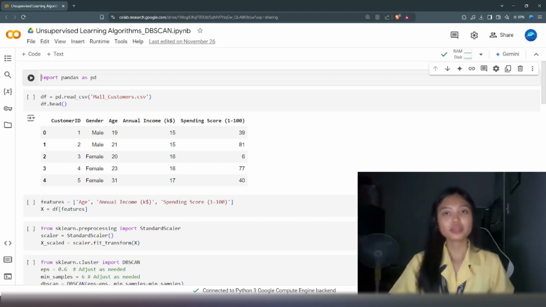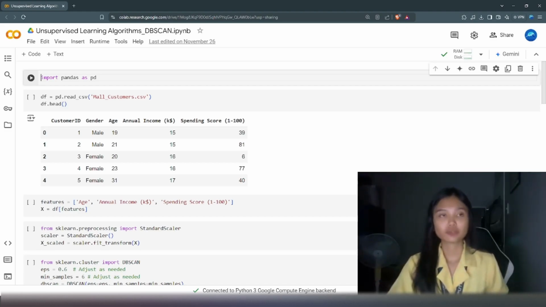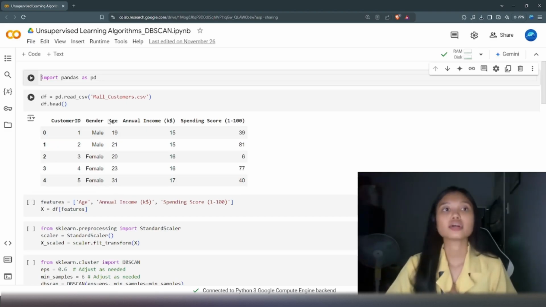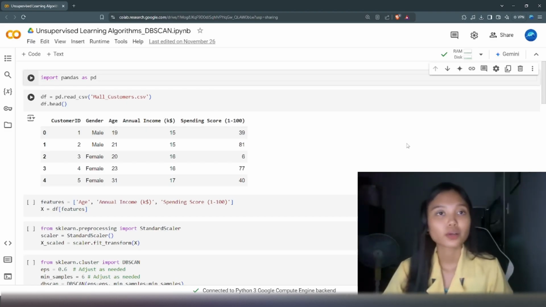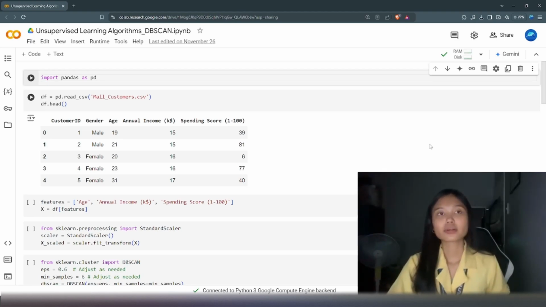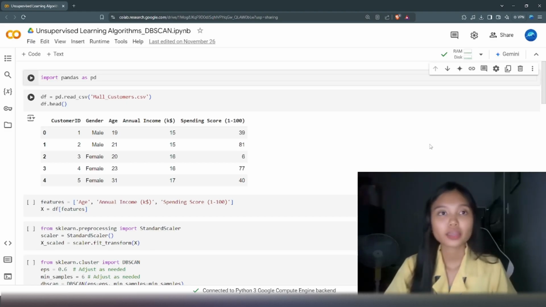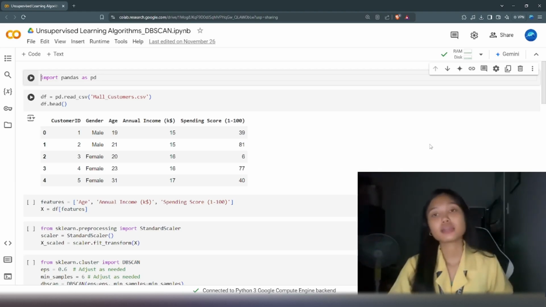Now, let's proceed to the dataset overview. Let me explain it briefly. The dataset I used has information about mall customers, including gender, age, annual income, and spending score. I focused on clustering customers to find patterns that can help improve the mall's marketing and sales strategies. Here's the step-by-step process I used in applying the DBSCAN algorithm to this dataset.